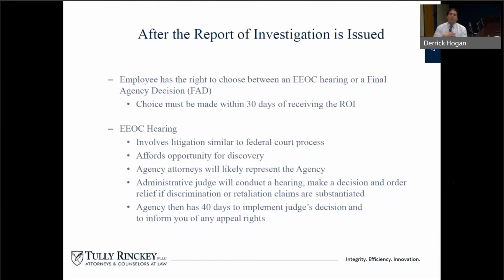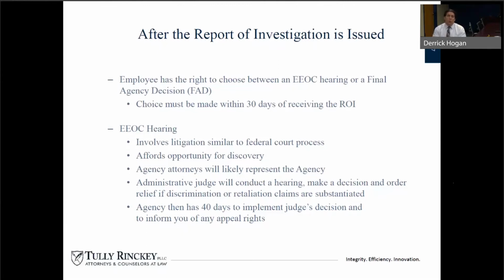So if I do it as an attorney, I can imagine as an unrepresented complainant, the nervousness or stress you might have as a result. So it's something you definitely want to have if you go to a hearing stage. But once you complete the hearing, the judge will ultimately make a decision on your matter, and they'll order relief if they feel discrimination, if your claims are substantiated.